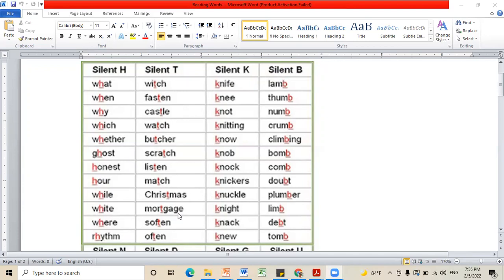Right? So that is what we mean by mortgage. I hope you know the other words. Which, fasten, castle, watch, butcher, scratch, listen, match, Christmas, mortgage, soften, often. I think the other words are clear to you. I just explained a couple of difficult words. So Janet, if you like, you can also read the list of words as Hirusha did. Would you like to read the list?